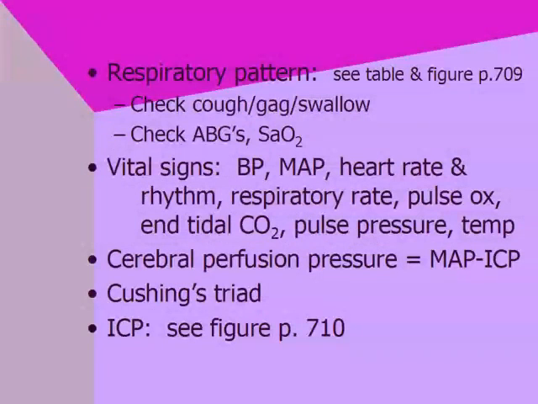You want to check their cough, their gag, and their swallow. Check their blood gases and their SaO2 or pulse ox. Their vital signs, their blood pressure. If it's increased, it means you probably have an increase in intracranial pressure. If it's decreased, it could be a terminal event. Your blood pressure is increased due to loss of control of your cerebral blood flow, which causes increased ICP.